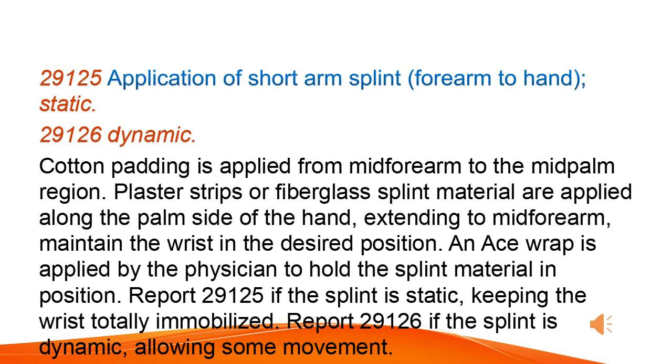Application of short arm splint, forearm to hand, static or dynamic. Cotton padding is applied from mid-forearm to the mid-palm region. Plaster strips or fiberglass splint material are applied along the palm side of the hand, extending to mid-forearm, maintaining the wrist in the desired position. An ACE wrap is applied by the physician to hold the splint material in position. Report 29125 if the splint is static, keeping the wrist totally immobilized. Report 29126 if the splint is dynamic, allowing some movement.